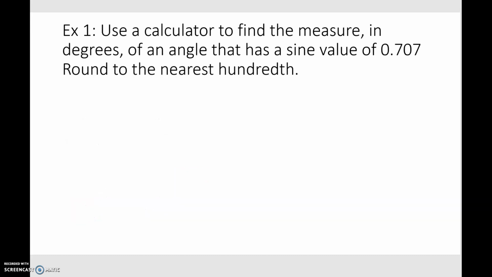So let's jump into some examples. So example 1, you're going to use the calculator to find the measure in degrees of an angle that has a sine value of 0.707, and we're going to round to the nearest hundredth. Normally, you would learn degrees and radians in this section of the chapter. However, most of your calculators are going to be set in degrees already, and so we're just going to focus on that. You can also do this on your phone.